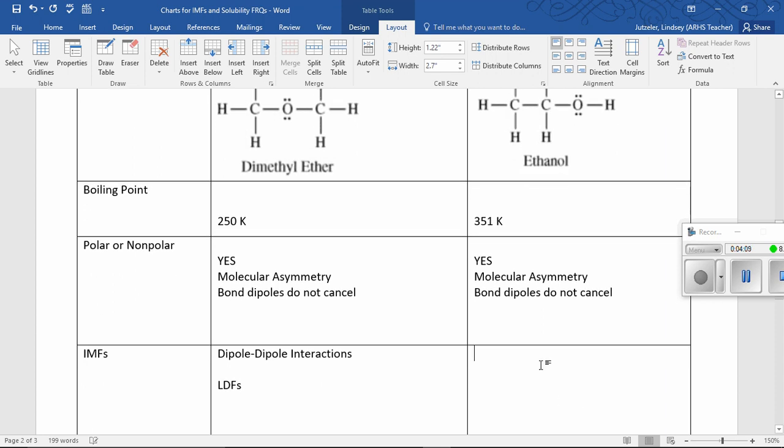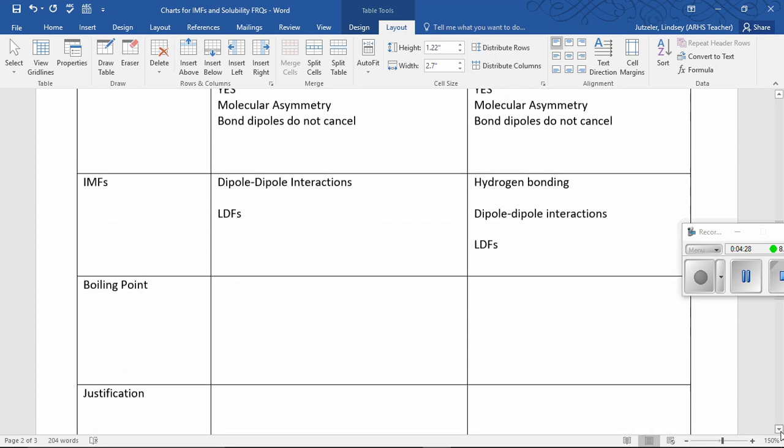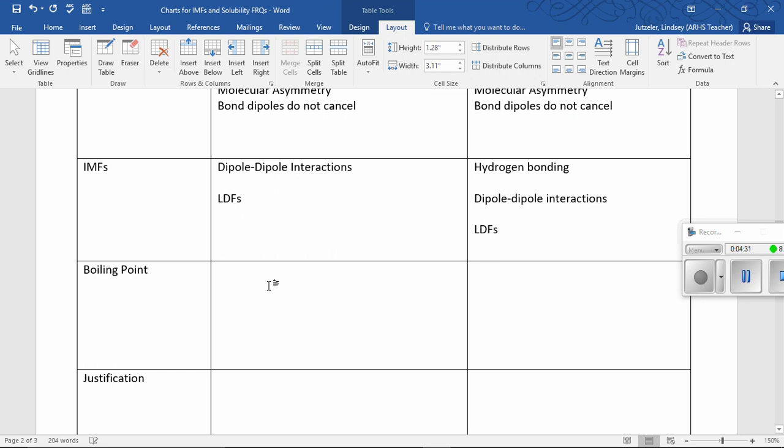So here, we're going to have hydrogen bonding. You're still going to have dipole interactions because the molecule is polar. And you're still going to have LDFs. Everything has LDFs. Oh, I did leave a spot for the boiling point. Oh, well, we read it. So why is the boiling point of dimethyl ether lower and the boiling point of ethanol higher?